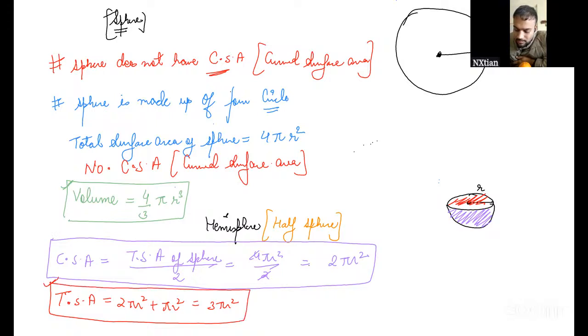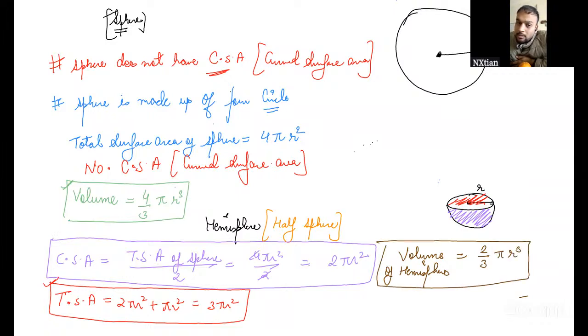This will become the TSA. And for the volume, I told you that the volume of a hemisphere is basically half of the sphere. So the volume of the sphere is 4 by 3, and half of that is 2 by 3. So it will become 2 by 3 pi r cube. Did you understand, guys?